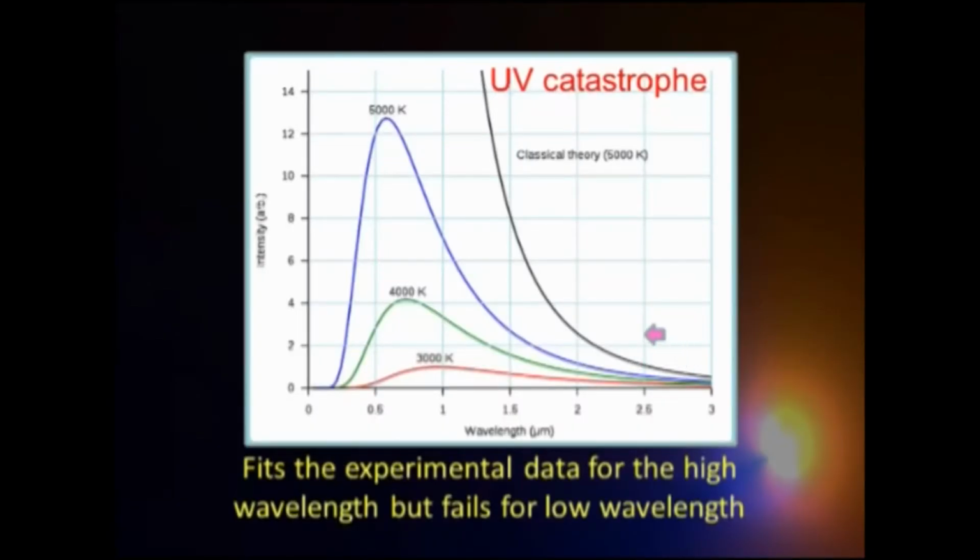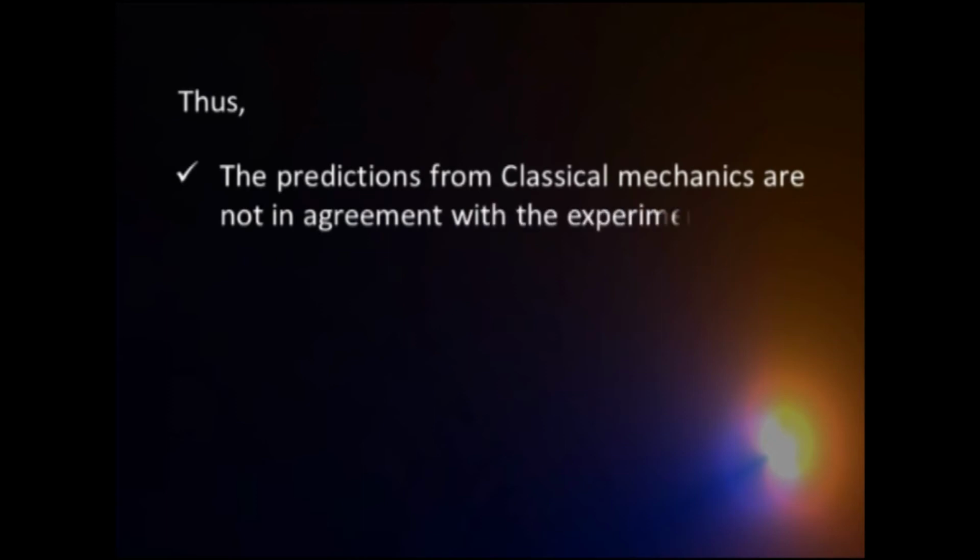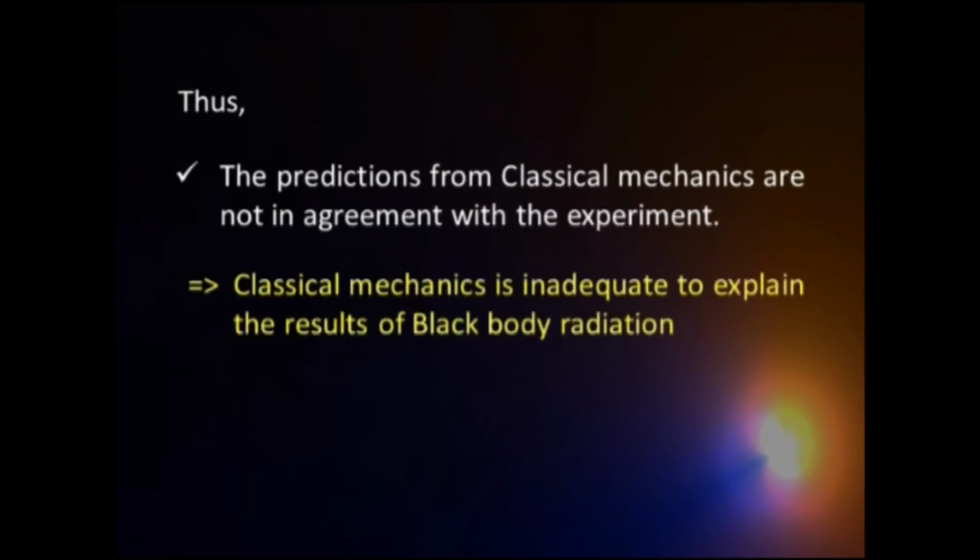We find that for the higher wavelength region, there is agreement between experiment and theory. This is the curve from Lord Rayleigh's prediction, and these are the experimental curves. But for the lower wavelength region, there is a mismatch. So Wien's law explains the lower wavelength region, and Lord Rayleigh's proposition explains the high wavelength region, but neither of the two gives you the whole curve. That means our classical attempts to explain black body radiation happen to be inadequate. The predictions of classical mechanics are not in agreement with experiment, and we need something different from this mechanics now.